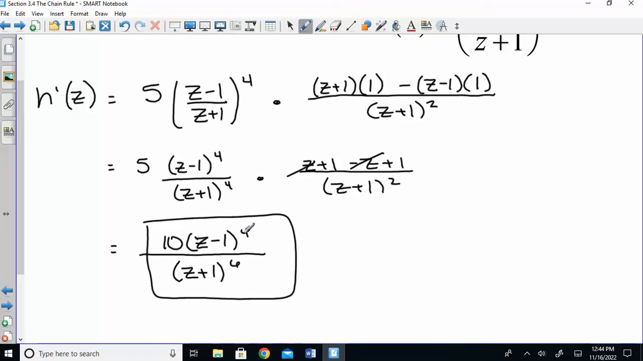So chain rule isn't just a standalone thing. We may use it in combination with product and quotient rules. Is that okay? Another one.